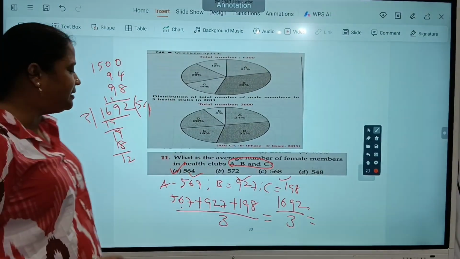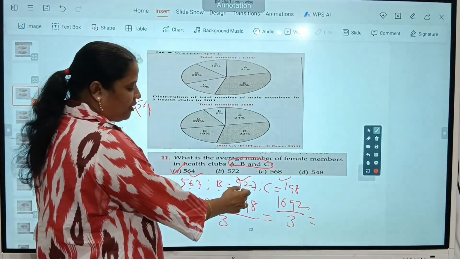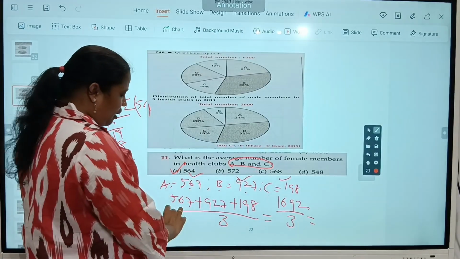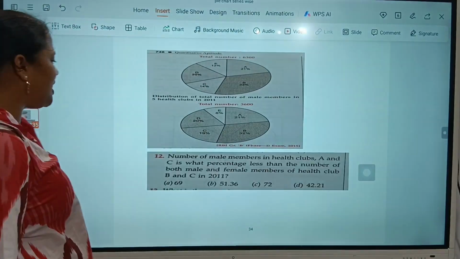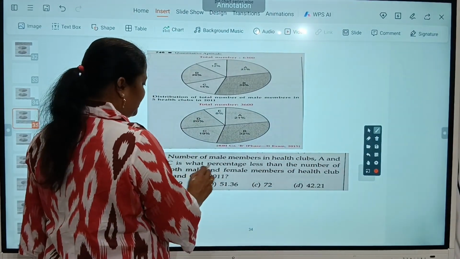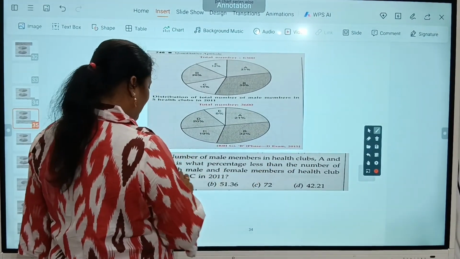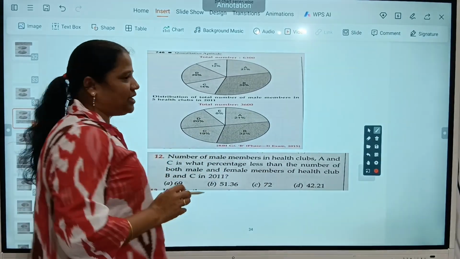Okay, see the table once. Female members in club A is 567, B is 927, C is 198. Now we are calculating the average of these three values. The third question of this graph is number of male members in health clubs A and C is what percentage less than number of both male and female members of health club B and C in 2011.